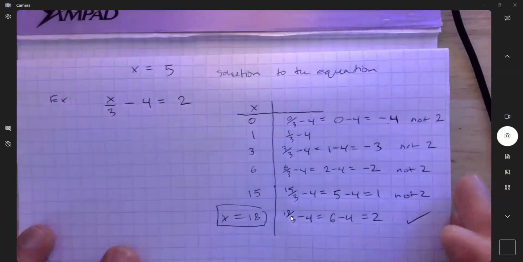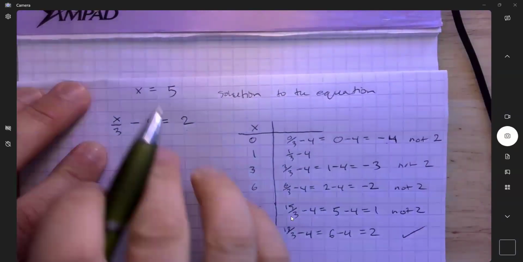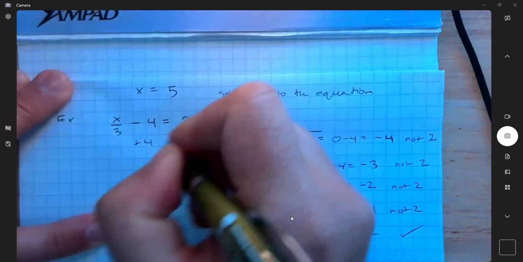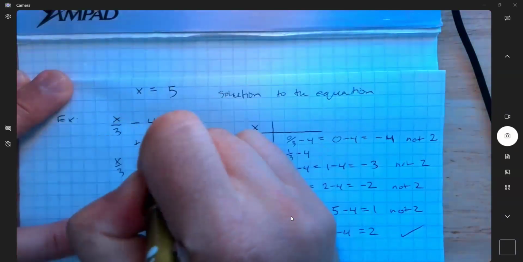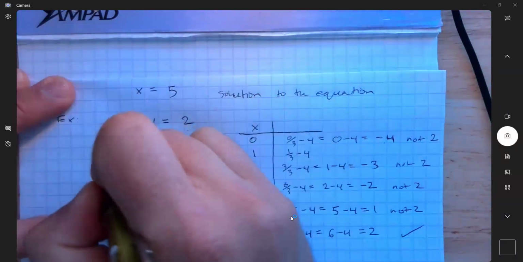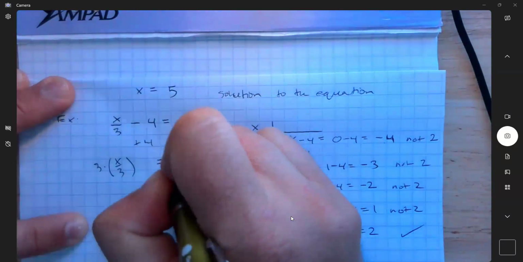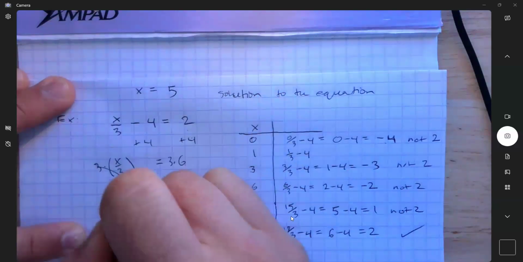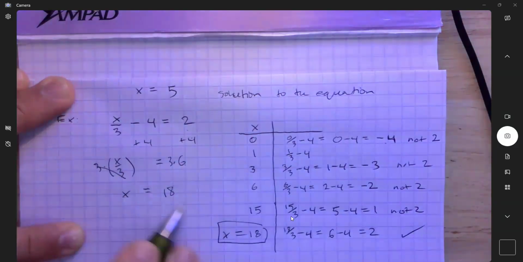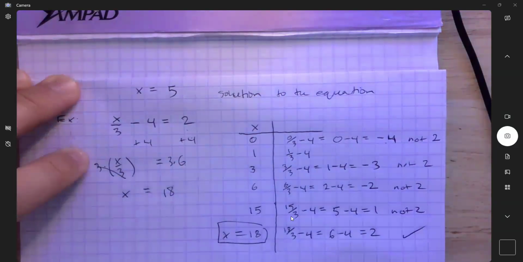And we're going to do more practice with this later, but just to show you the steps, I would add 4 to both sides. I would have x over 3 should equal 6, because 2 plus 4 is 6. And then I'd multiply both sides by 3. That cancels there, and I get 3 times 6, which is 18, and in fact, that is the same answer.